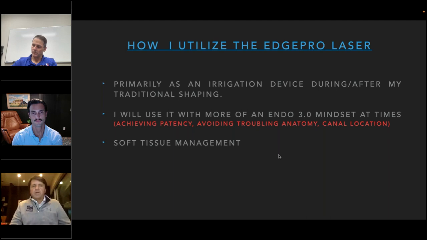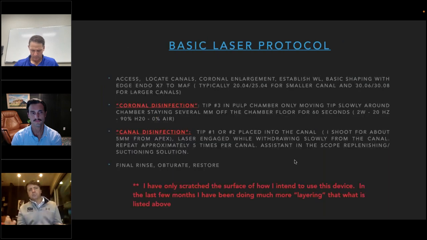I'm going to show a case later where I couldn't get patency, and it helped me get the patency, and I can get obvious sealer out beyond the terminus that I wouldn't have been able to get mechanically. So it certainly does that too. I can use it in the chamber mode to help me clean debris and help me find an MB2, for example. And I have used it a little bit, and I'll showcase in a little bit, for soft tissue management. So this is my basic protocol.